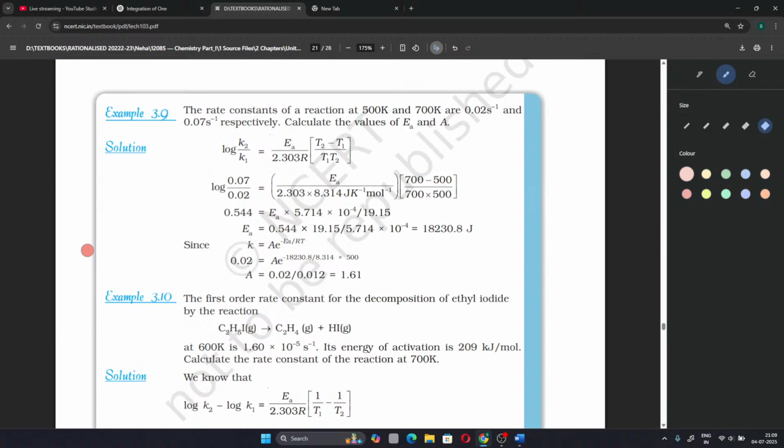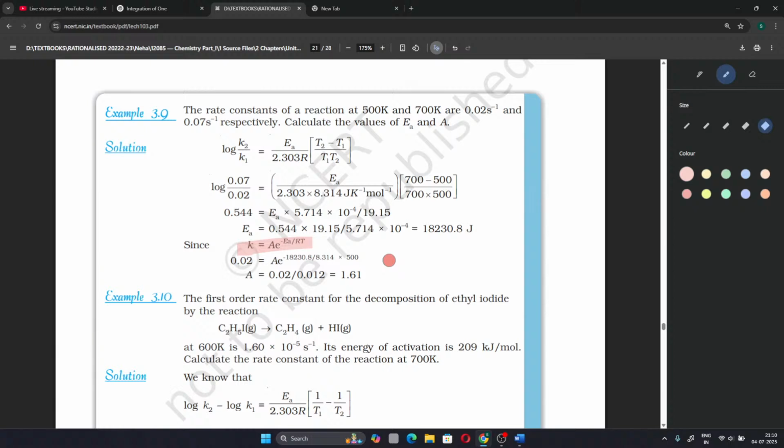Calculate the values of EA and A. Basically, as I said before, they're asking for EA, the activation energy, and the Arrhenius constant. When we do all the math here, you will get the activation energy, which equals 18,230.8 joule. And substituting in the Arrhenius equation, K equals A times e to the power minus EA by RT.